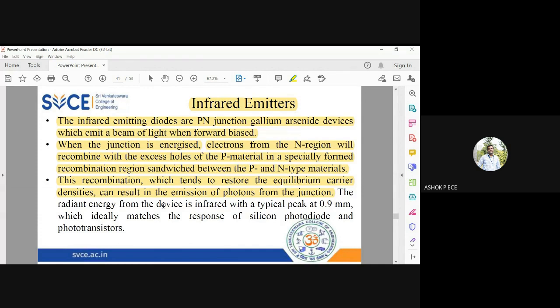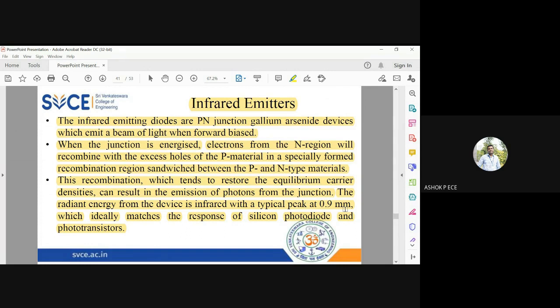Here in gallium arsenide device, you cannot see the light emitted from the LED because it is going to emit infrared radiation. Infrared radiation is not visible to our human eyes. And you see here it peaks at around 0.9 micrometer, which ideally matches the response of photodiode and phototransistors. So the response is peaking at 0.9 micrometer. 0.9 micrometer is 900 nanometers.